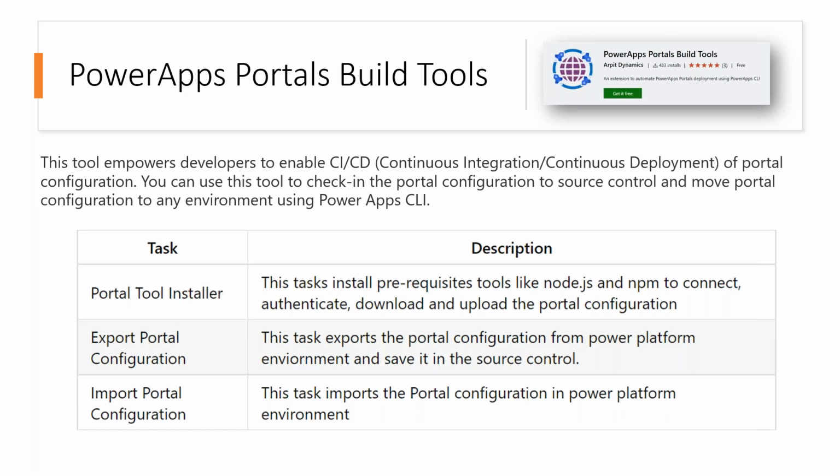Export portal configuration is the task used to take the export from your source instance, which could be your development instance, and import portal configuration is used to import the configuration that you exported in the previous step to the target instance. Okay, so you only need these three tasks to automate your portal deployment.